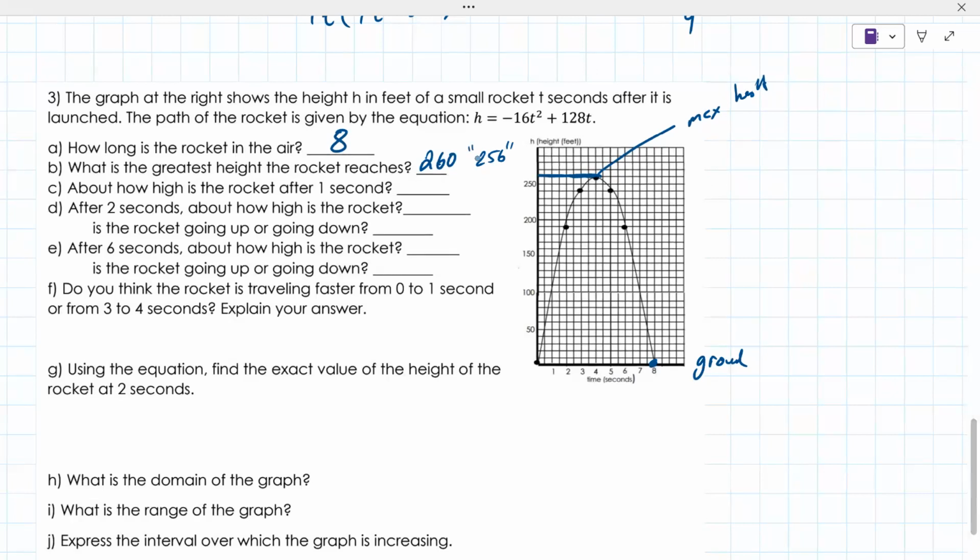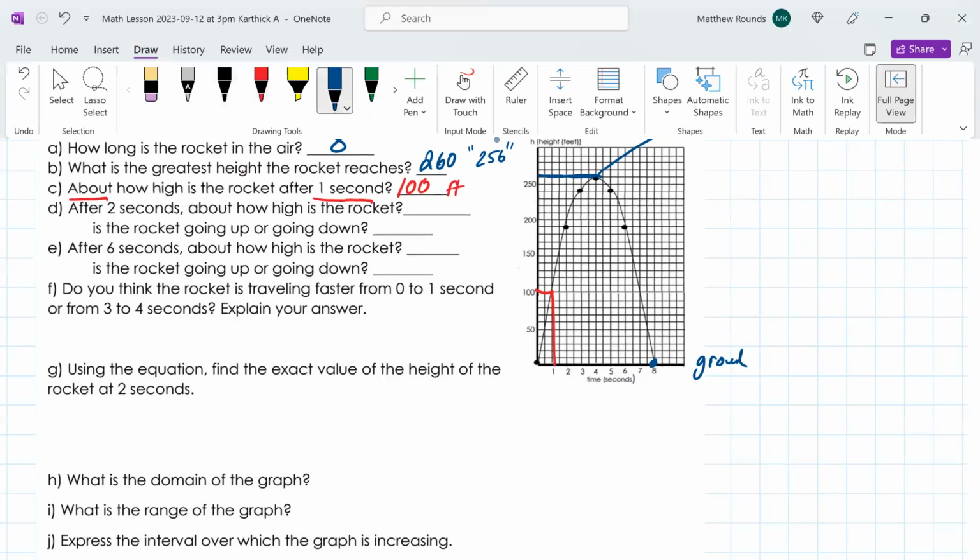That's the exact. Part C, about how high is the rocket after 1 second? Again, you could do this exactly by going to the equation, but it says about. So you're really just supposed to go to the graph, go up, and hit right there at 1. It's about 100. And then we need units, feet. We need units in the previous one as well.